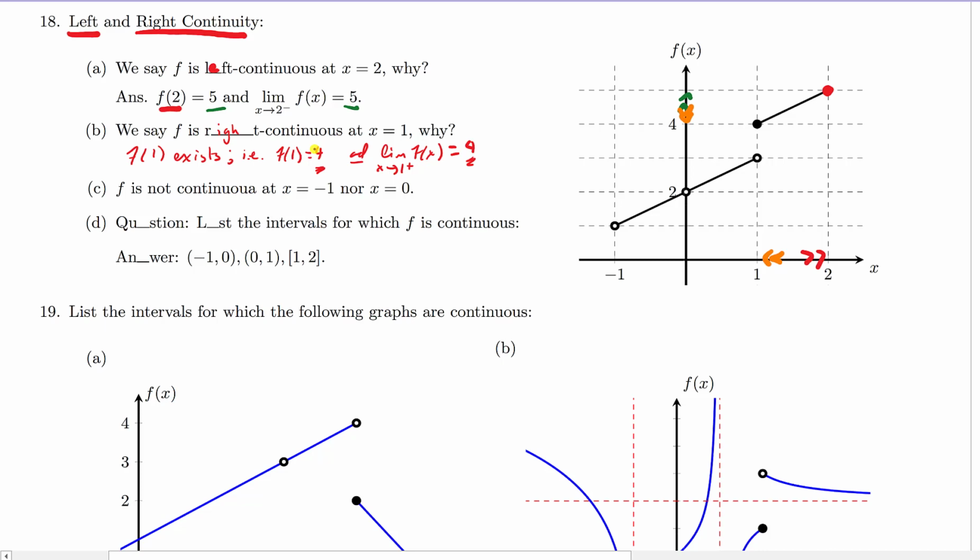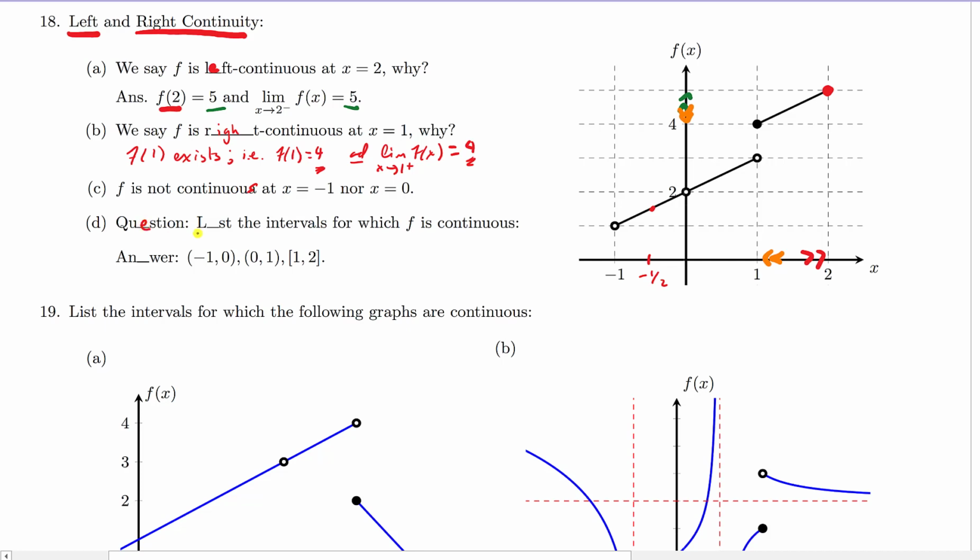Notice that that means that if, for instance, I'm saying that this function is continuous at x equals -1/2, when I say it's continuous, notice it's both left and right continuous at that location. Okay. Also, we could notice that f is not continuous at x equals -1, nor at x equals 0.